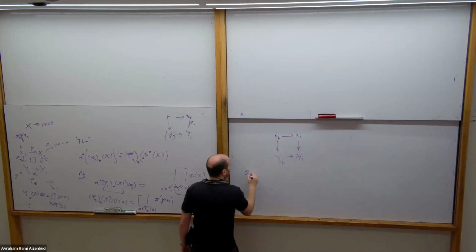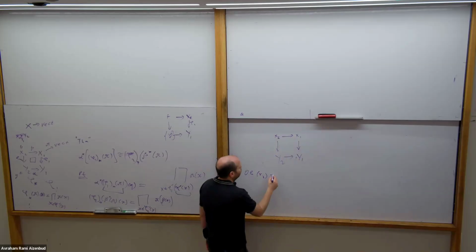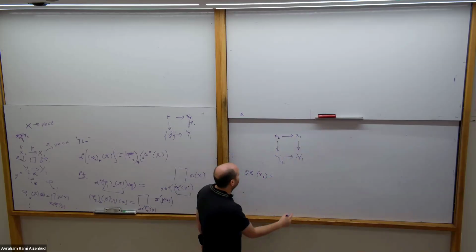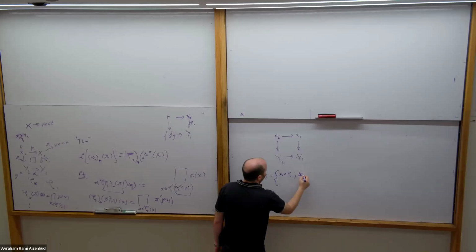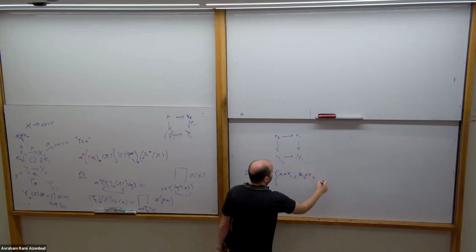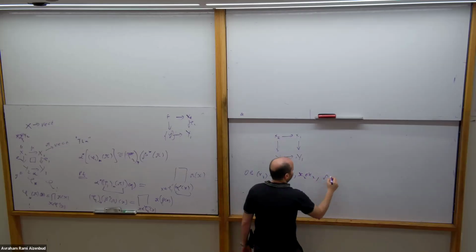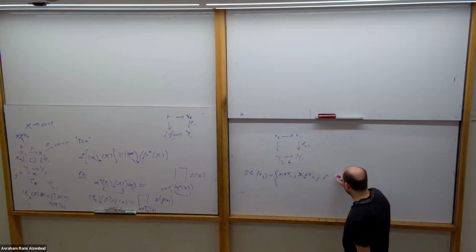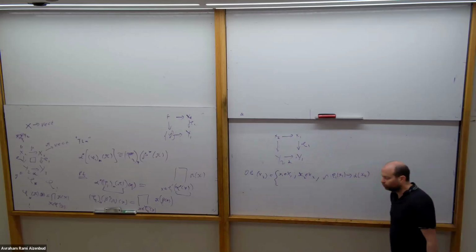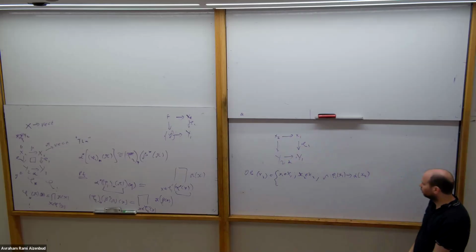So what are the objects of X2? Objects of X2 are just the following data. Element X1 in X1, object X2, and a multiple mu from epsilon. Those are groupoids.